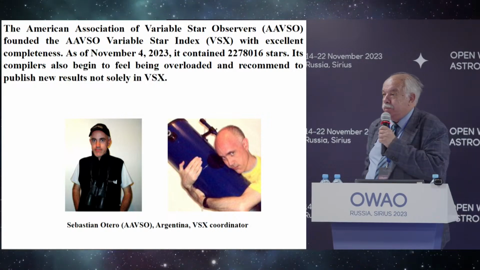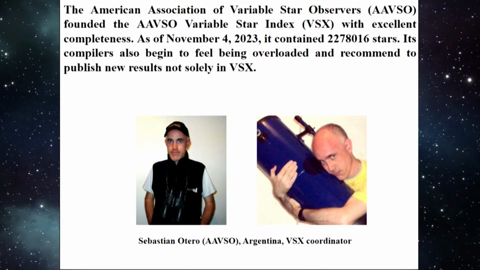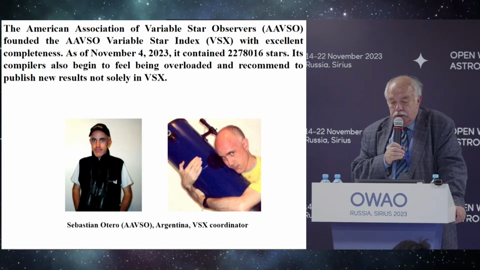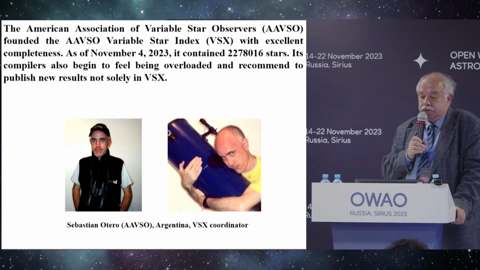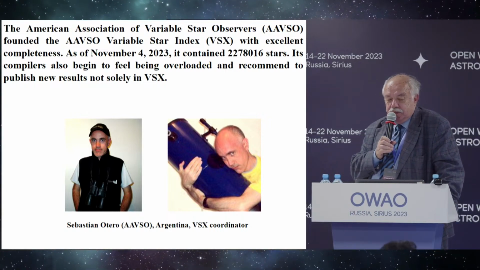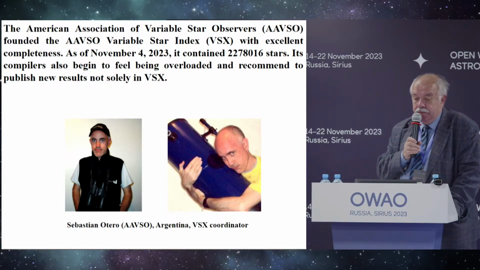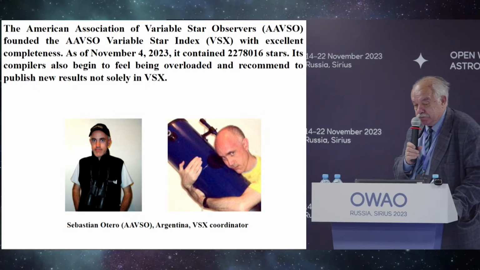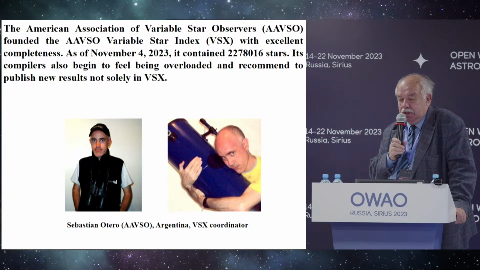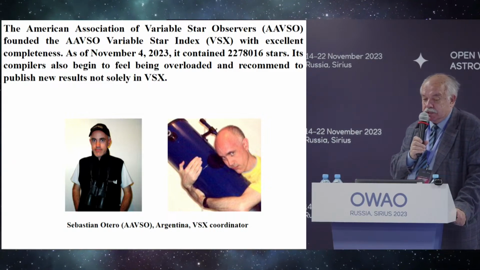We are not the only people who are working on lists of variable stars. The longest list has been compiled and is being worked on by the American Association of Variable Star Observers. The so-called Variable Star Index, for some reason abbreviated VSX, I don't know exactly why, it has excellent completeness. As of the 4th of November this year, it contained 2.25 million variable stars.